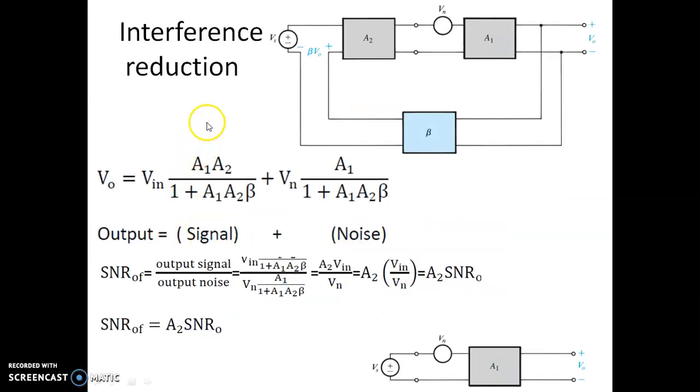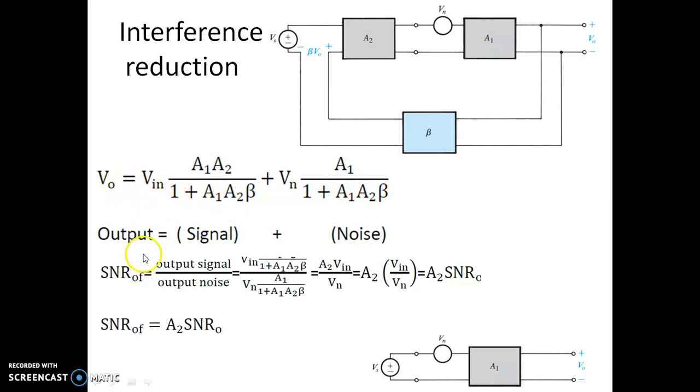We were looking at how negative feedback will reduce the noise effect, that is the reduction in the interference effect. So we obtained that the output voltage with feedback will have the signal component amplified by A1, A2 due to the feedback factor beta. This was the expression for the signal component, and this is the expression for the noise component.